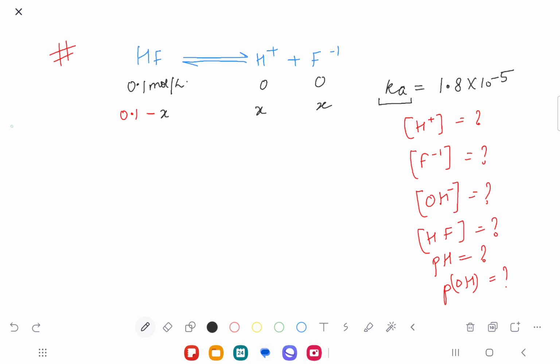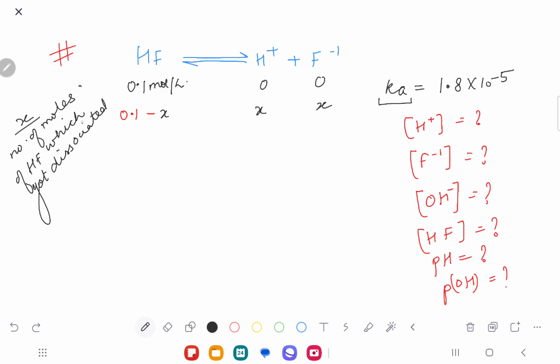Out of 0.1. So what is X here? X is representing the number of moles of HF which got dissociated from 0.1. Simple. Very simple. Are you understanding the concept?